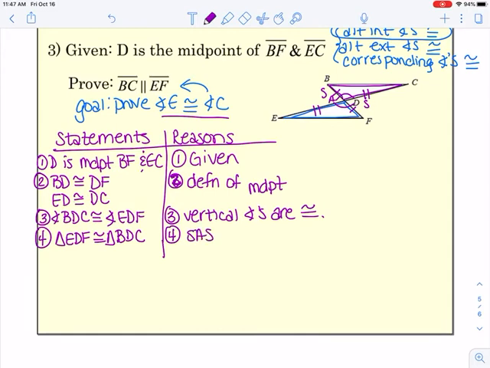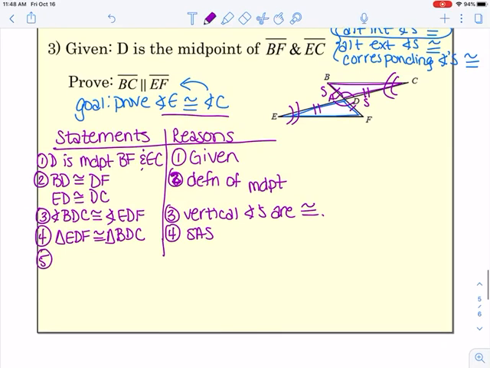Okay, again, that's not what I wanted to prove. I want to prove that the two lines are parallel. To prove the two lines are parallel, I need to prove that angle E is congruent to angle C. Well, now that I have the two triangles congruent, I can finally say that angle E is congruent to angle C because of CPCTC. Corresponding parts of congruent triangles are congruent.